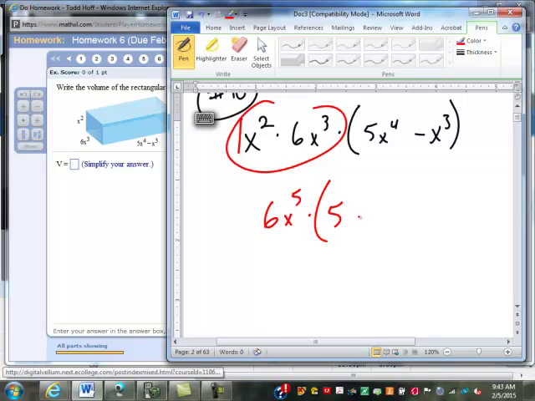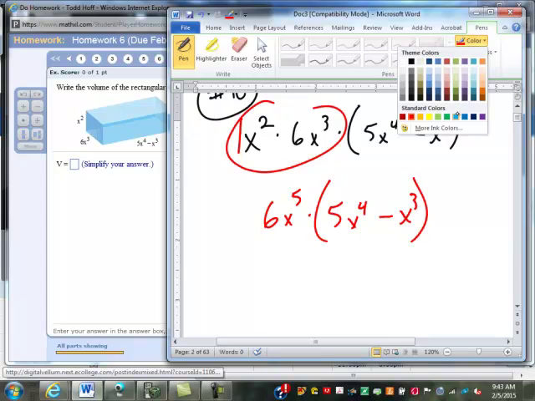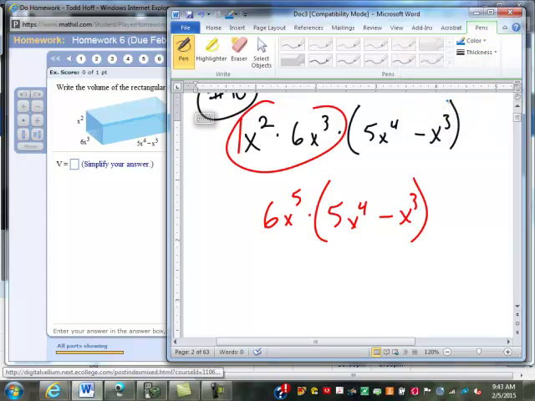Then we still have to multiply the 5x to the fourth minus x to the third. You can't combine those. That's x to the fourth and x to the third, so you can't combine those. So now we have the 6x to the fifth times 5x to the fourth makes 30x to the ninth. Good.